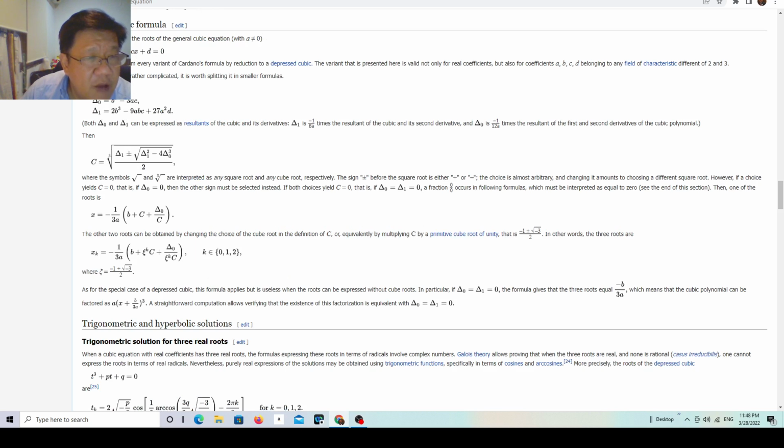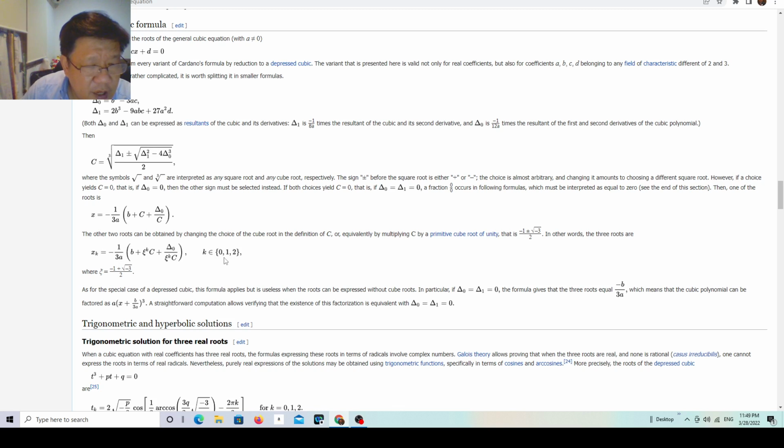Because you know the value of A, B, C, and D here, delta 0 and delta 1, and then you find the capital C according to this formula. It becomes the root, the third root here. Once you find C, you'll be able to find X, and in general form, X_k, k = 0, 1, 2, which means that you have three roots here, in a formula like this.